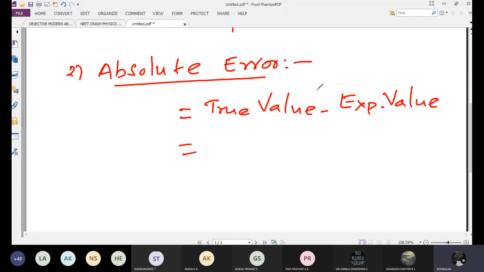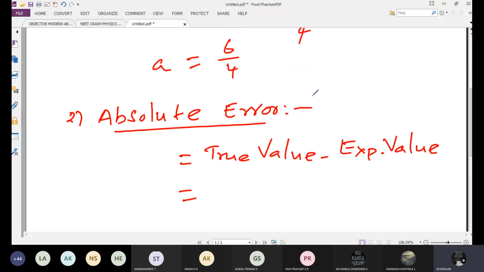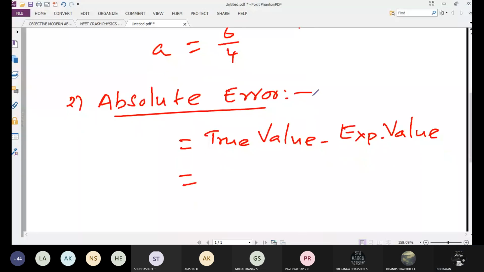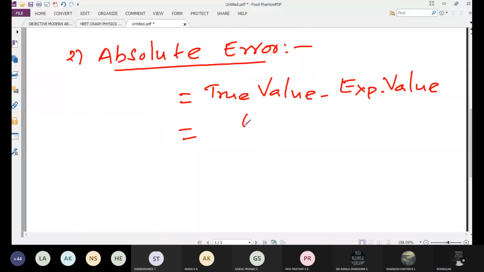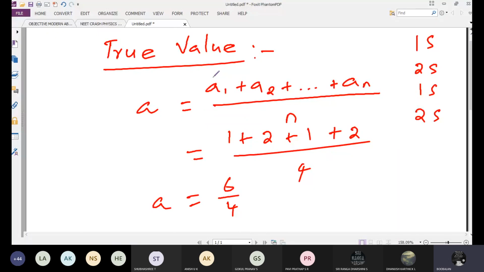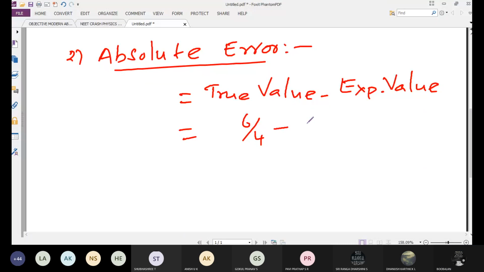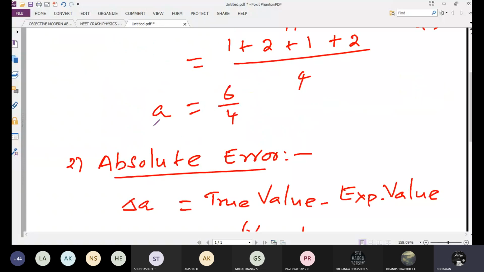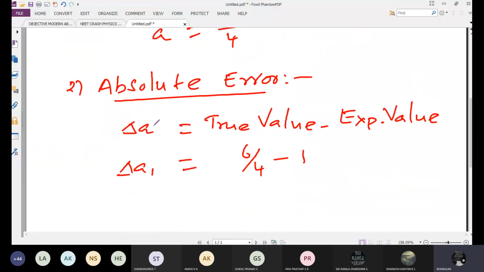Before the question, we find the true value. Here the true value is 6 by 4, minus the experimental value. The experimental value for individual A1, what is the A1 value? That is 1. So this is del A1. The true value formula is A, and the absolute error formula is del A.